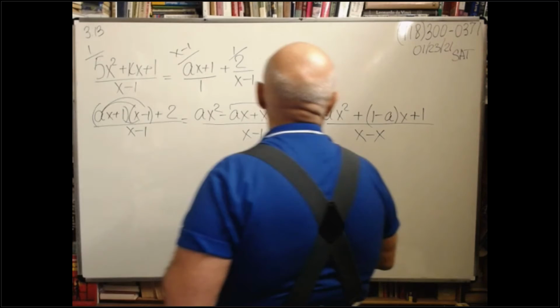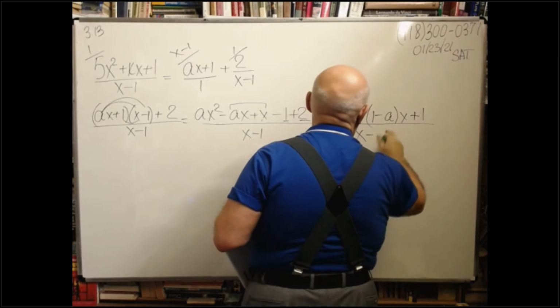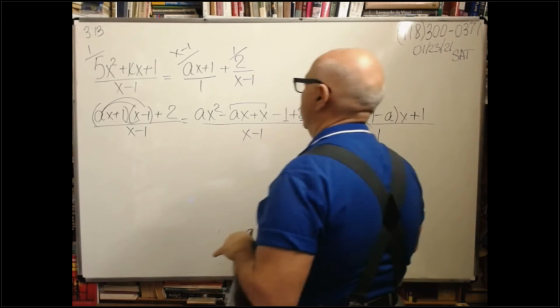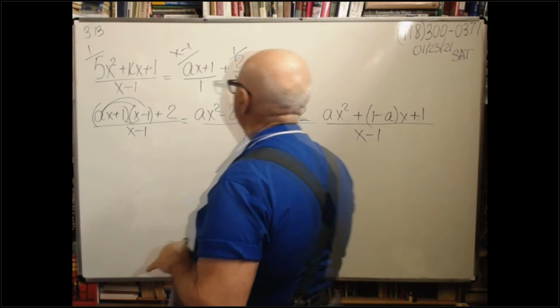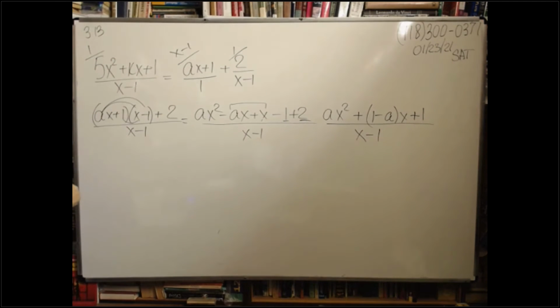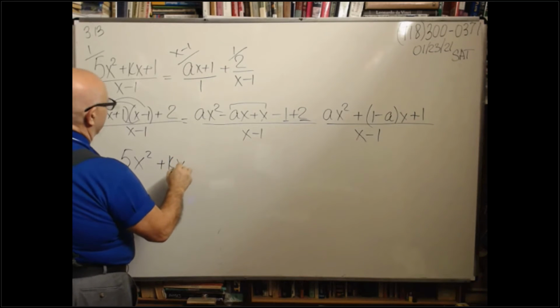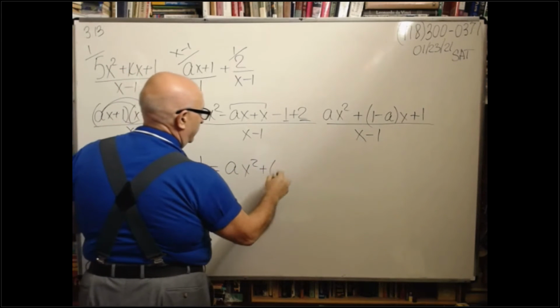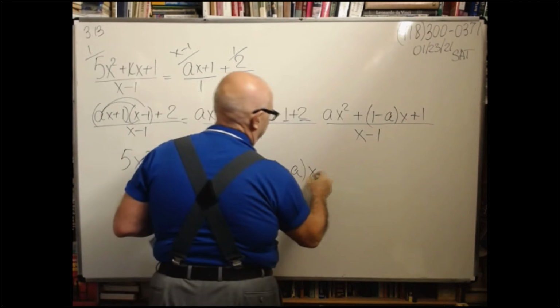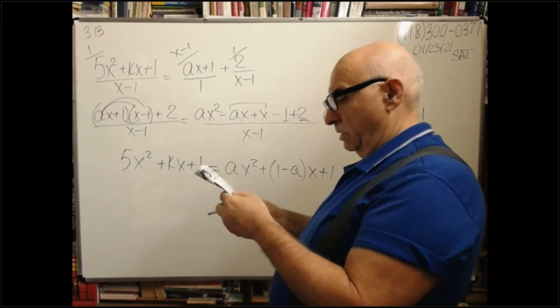Now look at this, what we accomplished. We have two fractions, this one and this, with the given x minus 1. Since they have the same denominator, in order for them to be equal, the numerators must be the same. I will put this numerator, 5x squared, or you can think I multiply both parts by x minus 1, plus kx and plus 1. And here I get ax squared plus 1 minus a times x plus 1. What I did so far, I added two fractions and combined like terms, nothing else. What is the question? The value of k.